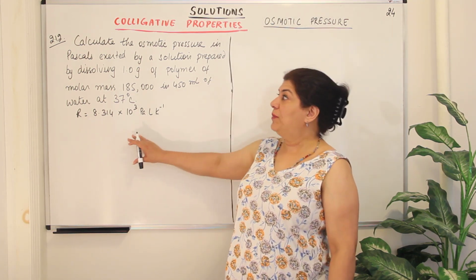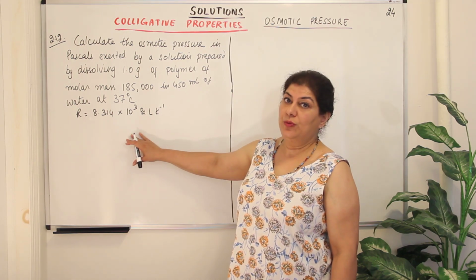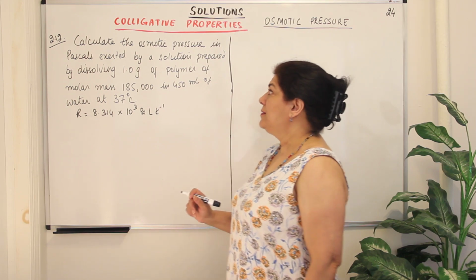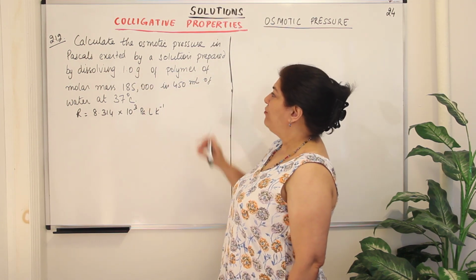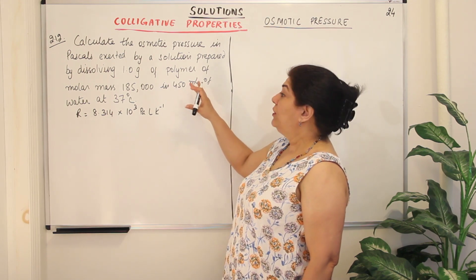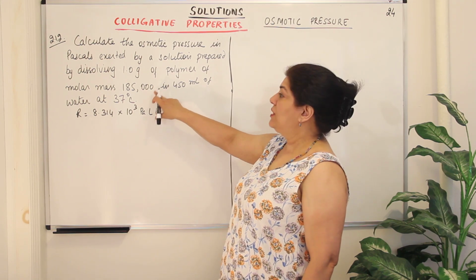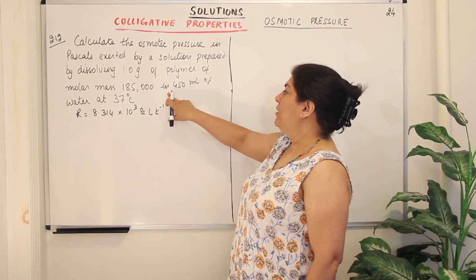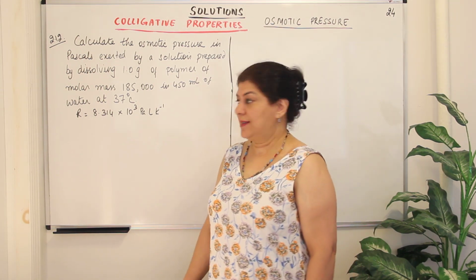The first problem that I'm going to solve is your in-text question, that is 2.12. The question reads, calculate the osmotic pressure in pascals exerted by a solution prepared by dissolving 1 gram of a polymer of molar mass 185000. It means if it's the molar mass, it is in grams per mole, in 450 milliliters of water at 37 degrees Celsius.